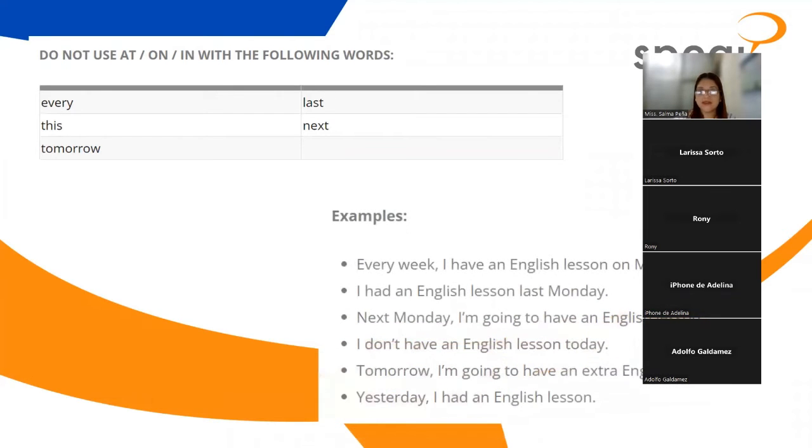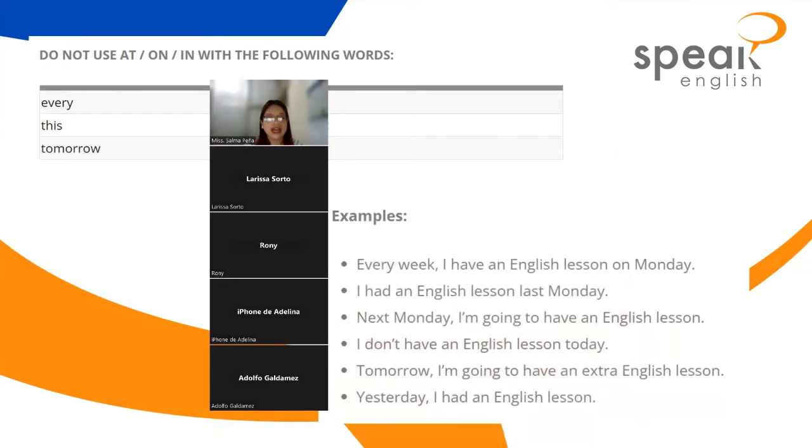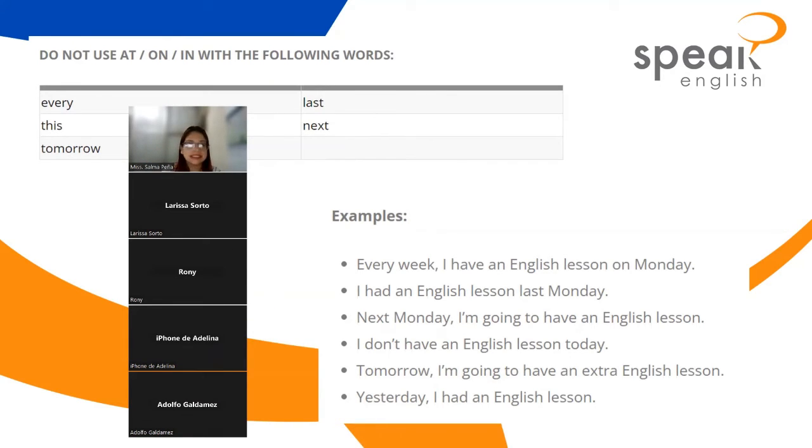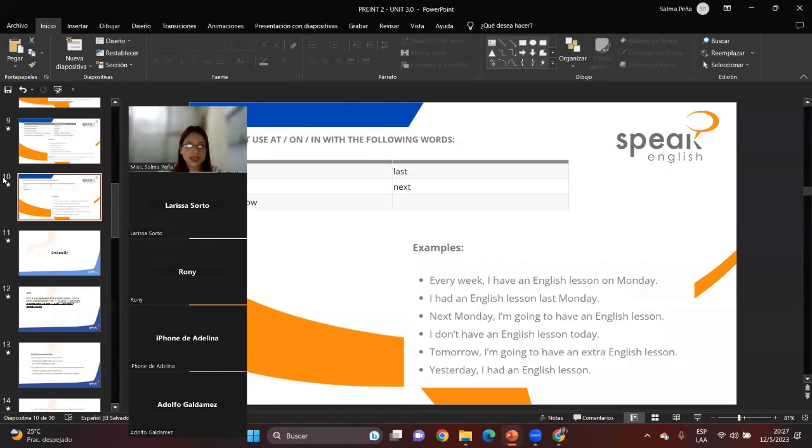So omit it. For example: every week, I have an English lesson on Monday. I had an English lesson at Monday. Next Monday, I'm going to have an English lesson. I don't have an English lesson today. It's at the end or at the beginning, but you cannot include a preposition of time. Tomorrow, I'm going to have an extra English lesson. You only say tomorrow, without in tomorrow, at tomorrow, on tomorrow. No, we cannot. Or yesterday, I had an English lesson, but we don't use a preposition. These are the exceptions. With them, we cannot use on, in, or at. Never. Okay?